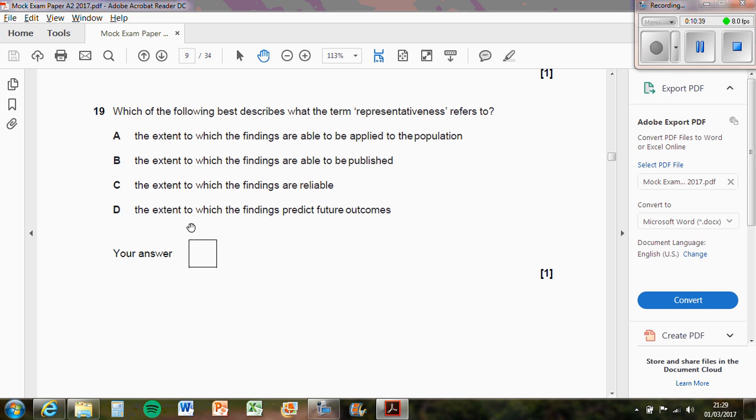The answer there says the extent to which the findings predict future outcomes. That's more like criterion validity, as we mentioned before. The extent to which findings are reliable is just external reliability, or maybe internal as well. And then the extent to which findings are able to be published doesn't make any sense in psychology. I mean, maybe peer review a little bit, but it's not really linked that much. So hopefully that will help you understand what the answers to those questions are.